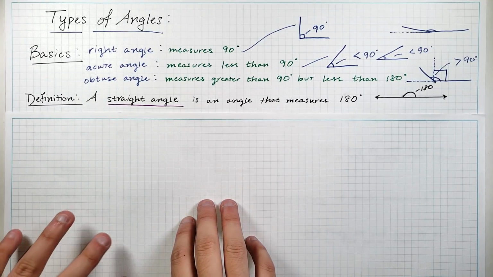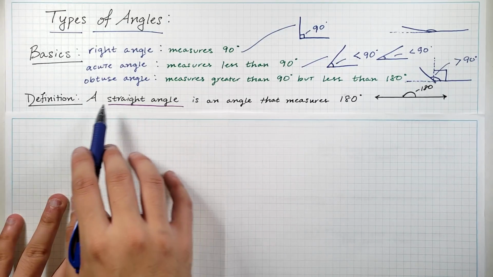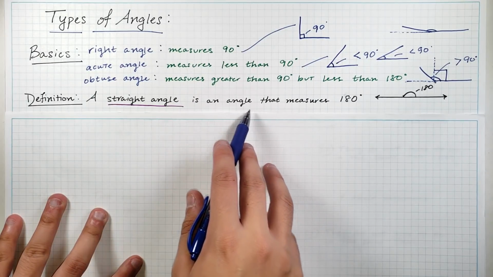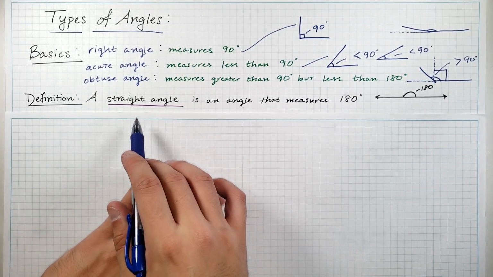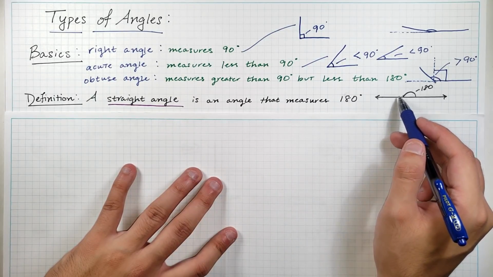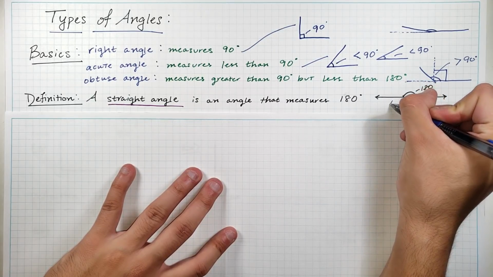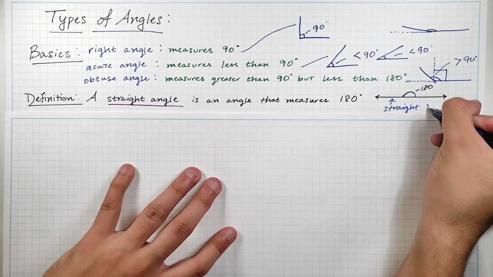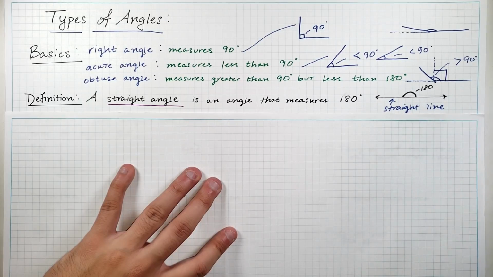All right, so this new angle that we're going to talk about, let's start off with the definition. It is going to be called a straight angle. So definition: a straight angle is an angle that measures 180 degrees. You can think of it as the measure of an angle that comes from a straight line. So let's say this thing right here is a straight line. Then the measure that comes from that straight line is 180 degrees.